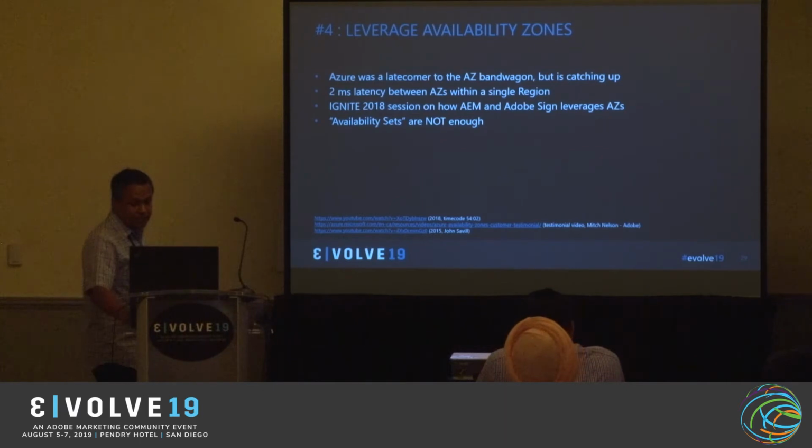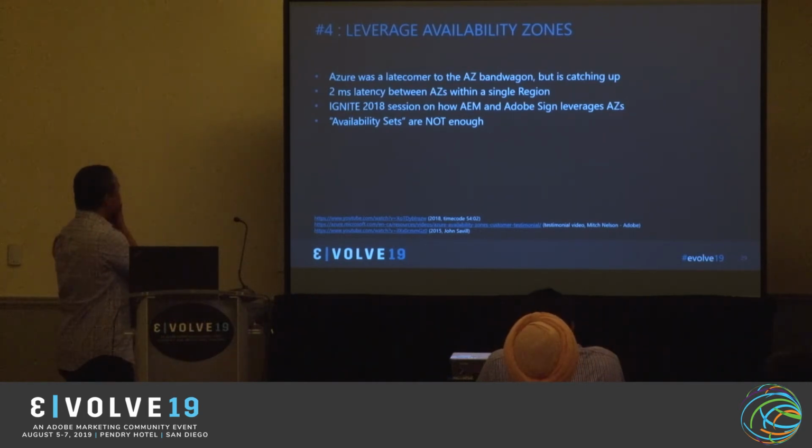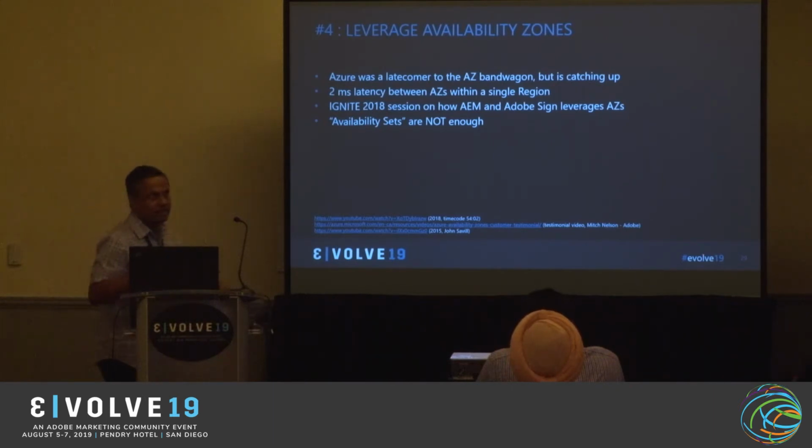Number four, if you have a choice, choose a region with availability zones. Some people worry about, okay, if I deploy author in AZ1 and publisher in AZ2, what is that going to look like in terms of latency? Will replication take too long? In our experience, that is not a major concern, because Microsoft really tries to make the latency between two availability zones about 2 milliseconds.